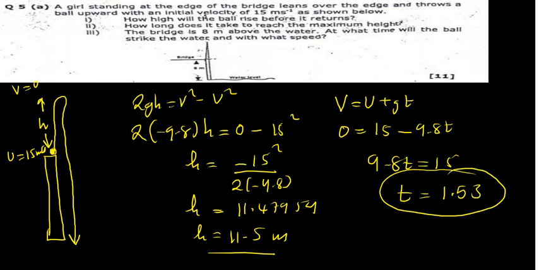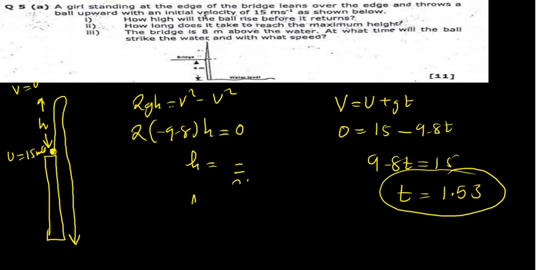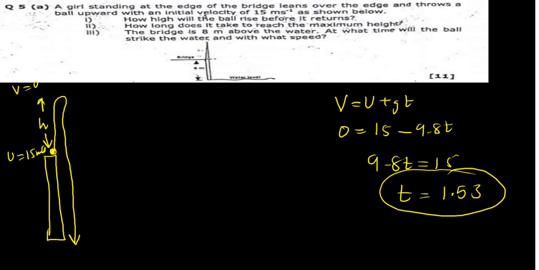Now the third question, how long does it take to reach the maximum height? Okay, that's the previous one. The bridge is 8 meters above the water. At what time will the ball strike the water, and with what speed? So let's find at what time the ball will hit the water. I can use the time taken for the ball to move from the top to the maximum point here as t1. That's the one we've calculated.